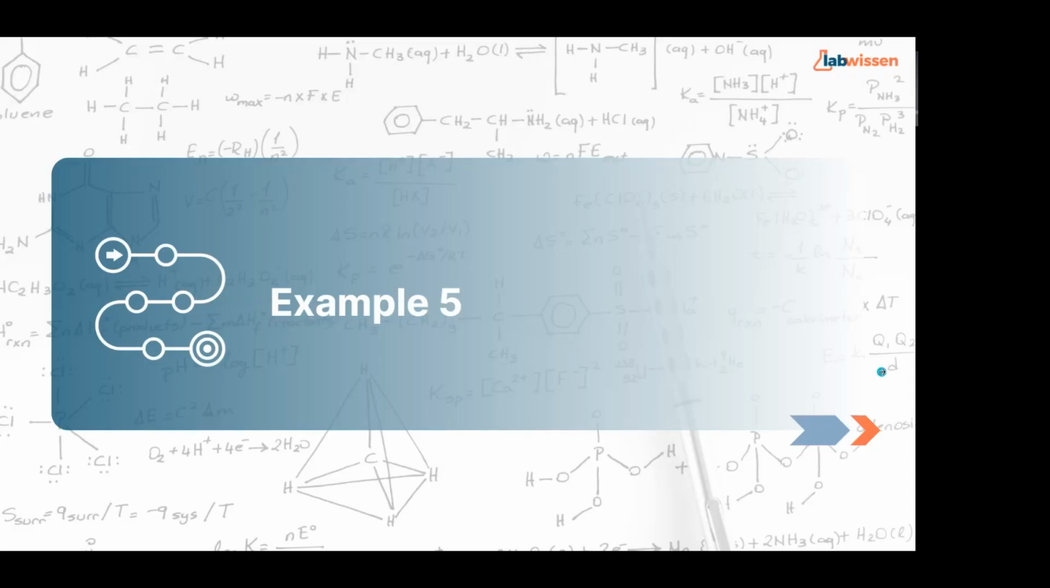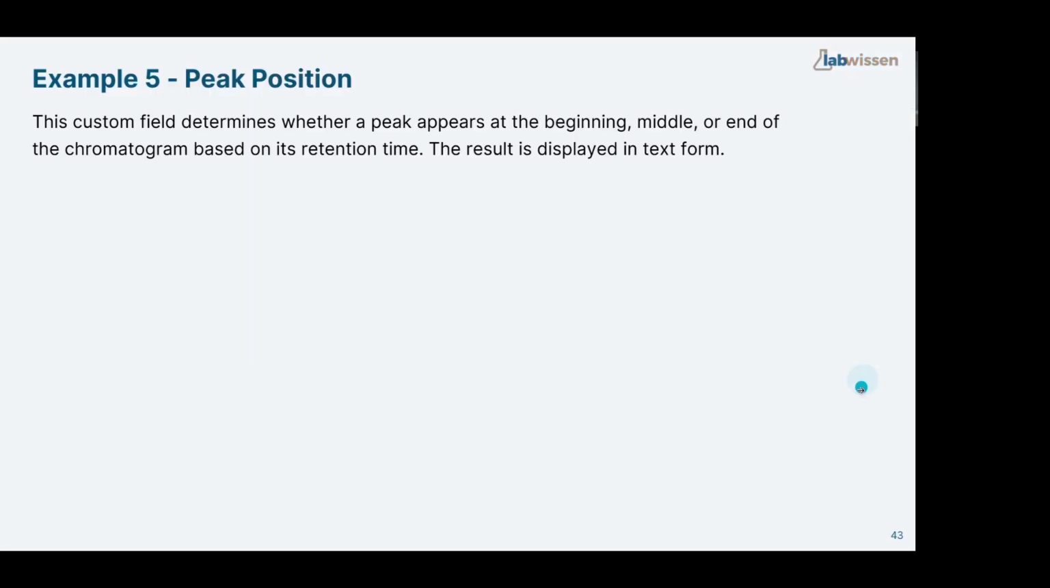So now we go to the 5th example. Peak position. Maybe it's not a popular custom field, and maybe it's not one you will ever create one day, but it's really good for explaining this type of custom field. This custom field determines whether a peak appears at the beginning, middle, or end of the chromatogram based on its retention time. The result is displayed in text form. So does anyone want to guess what field type or data type it is?